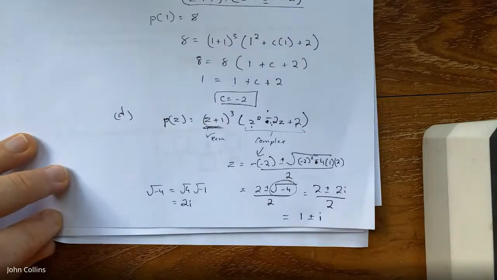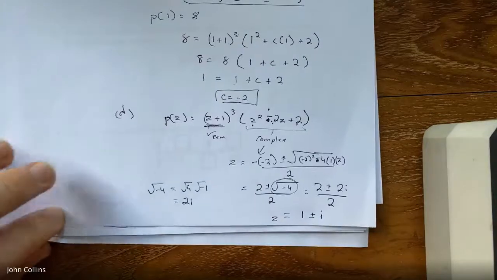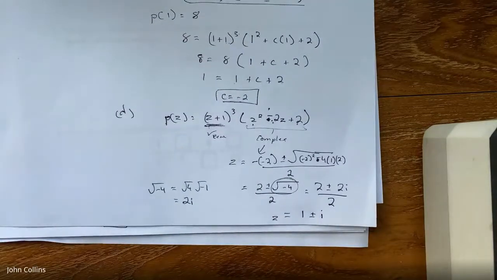So we know z has a repeated root at minus 1 and has roots at 1 plus i and 1 minus i. Complex roots. Okay, so that's question 6 done. Question 8 next.